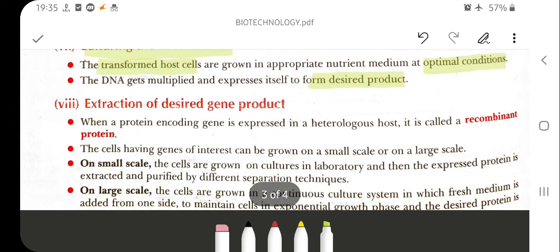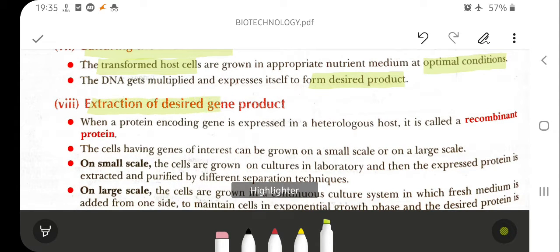So, the extraction of the desired gene product. When the protein encoding gene is expressed in a heterologous host, it is called the recombinant protein. From the rDNA, meaning the recombinant DNA, we will get a recombinant protein.